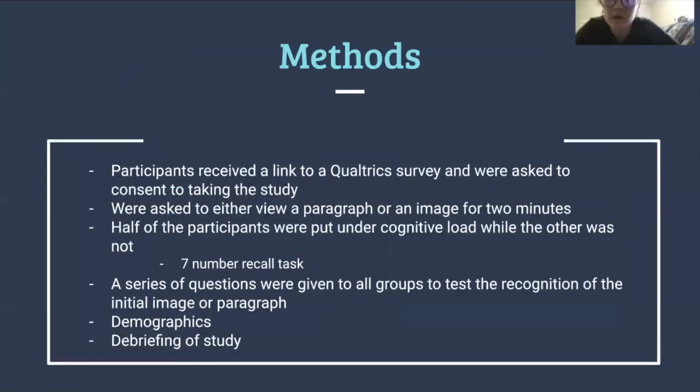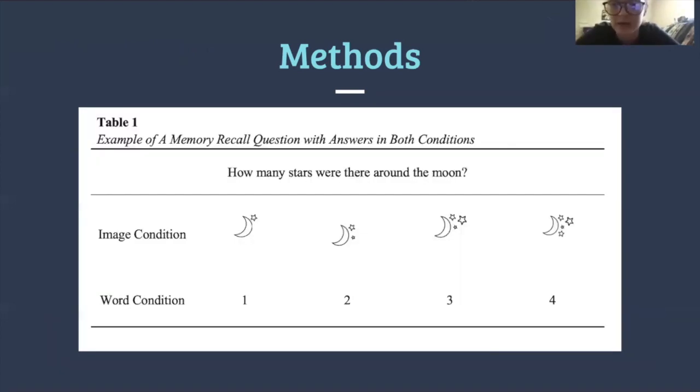So after either seeing or not seeing the cognitive load task, every group was advanced to a series of questions. So the questions were given to test the recognition of the initial image or paragraph that the participants had seen. And depending on which condition you saw, your answers were displayed differently. So if we go to the next slide, we can see an example question.